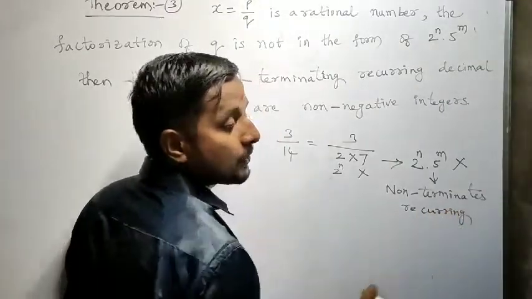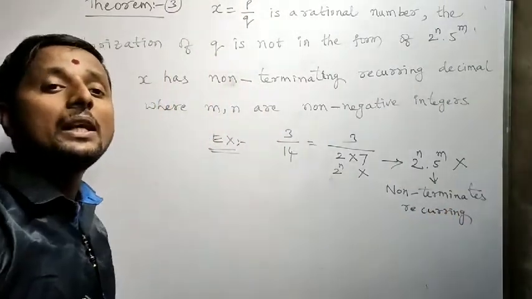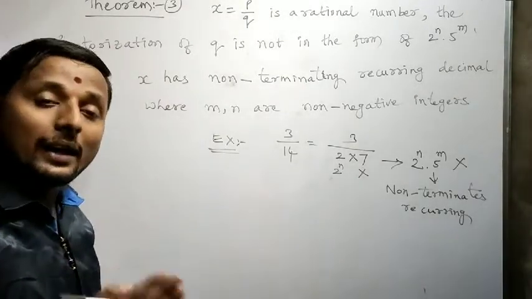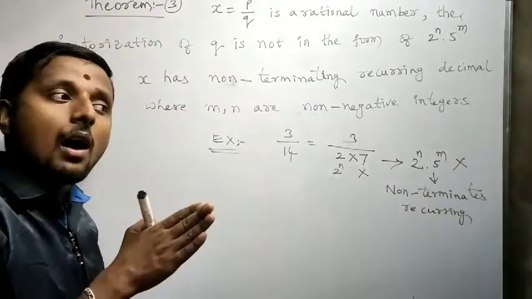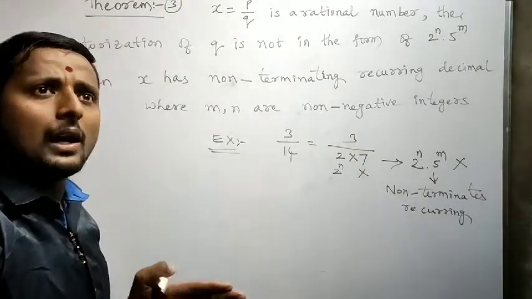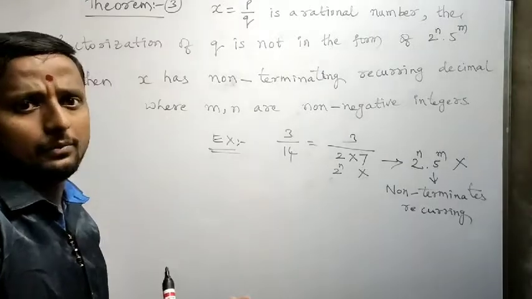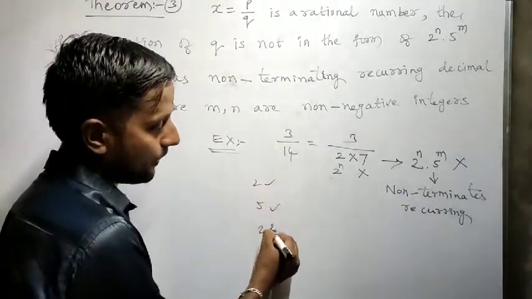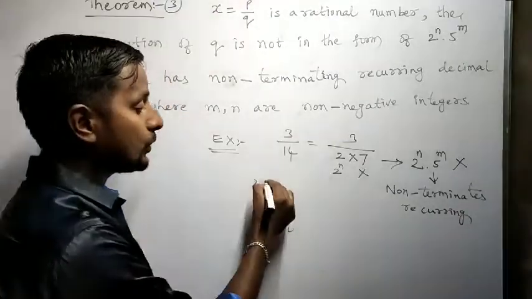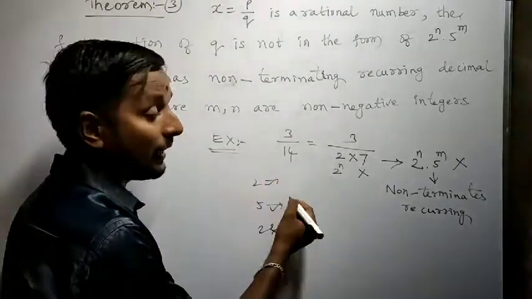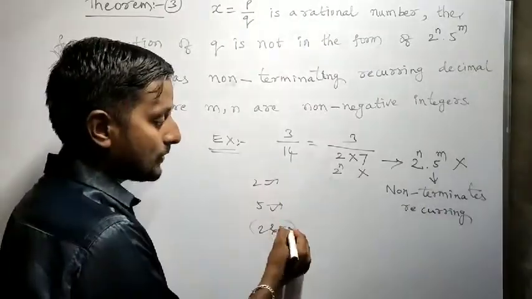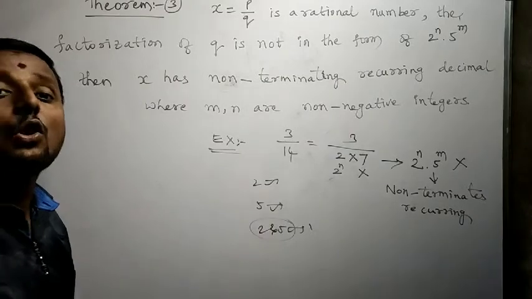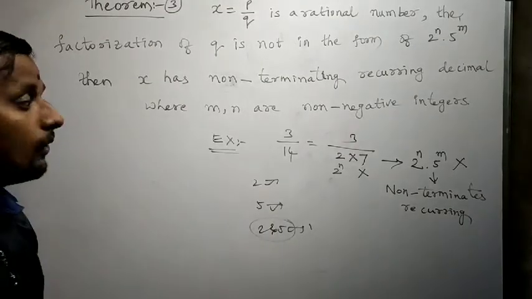So in the denominator place we need either 2 or 5, or both 2 and 5. If you have both 2 and 5 also, no issue. But along with 2, if there is any other number, or along with 5 any other number, then that kind of decimal expansion is non-terminating and recurring. Okay, we'll see.